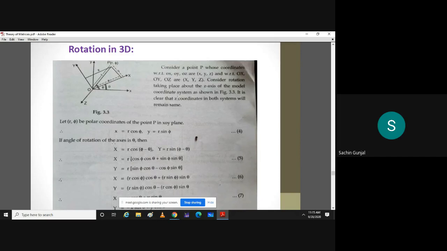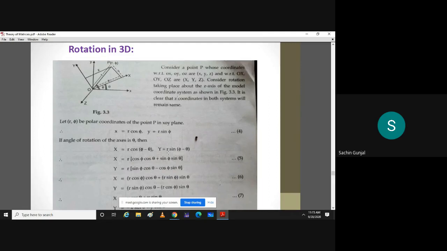Now, if the angle of rotation is theta, can you tell me the coordinates of this capital X? Looking at that figure, what will be the coordinates of this capital X? R cos of phi minus theta. R into cos of phi minus theta, that will be the representation of this capital X. Got it? Yes, sir. What about this capital Y? R sin of phi minus theta. R into sine of phi minus theta.